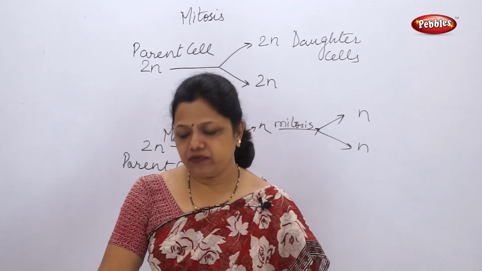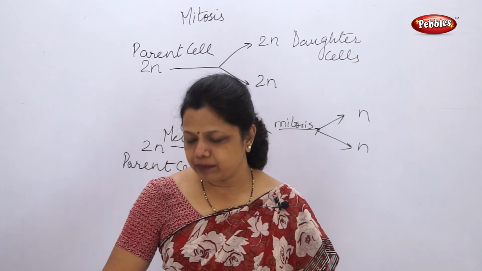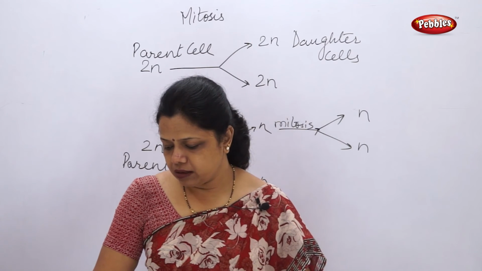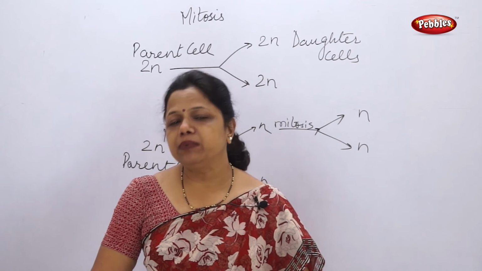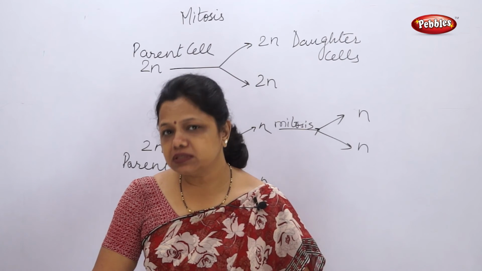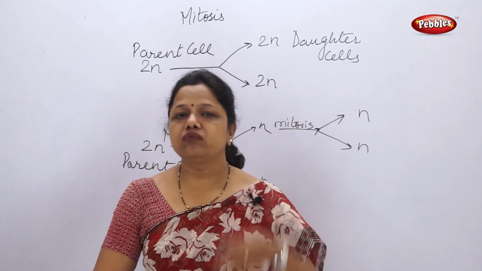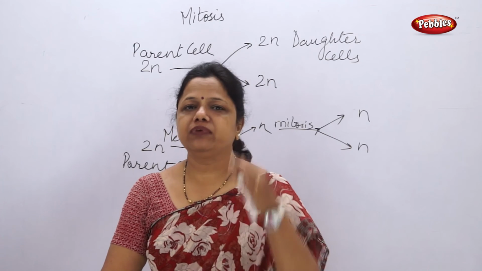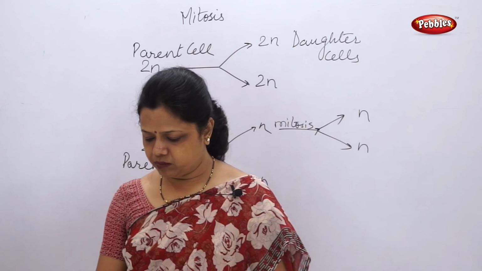Which part of the female reproductive system can be called the birth canal? The vagina in the female reproductive system is called the birth canal, through which the fully developed fetus or the baby comes out.